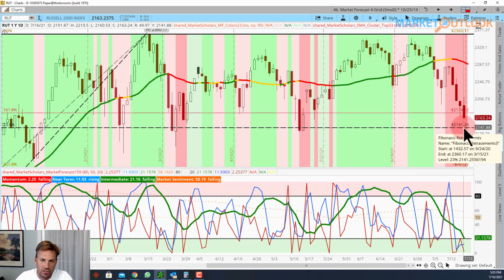And I mentioned in my technical analysis class today on Market Scholars that once we break this 23% line, I think that's when the full risk aversion trade comes on.